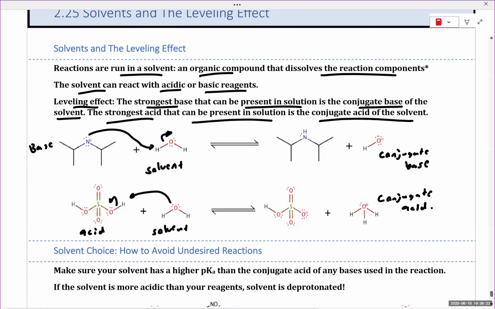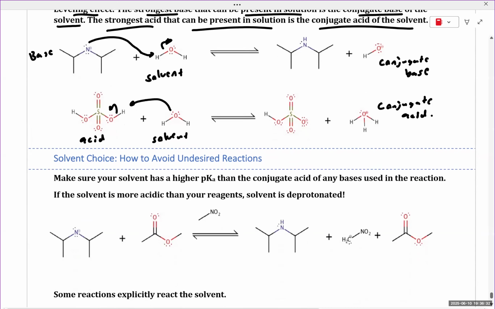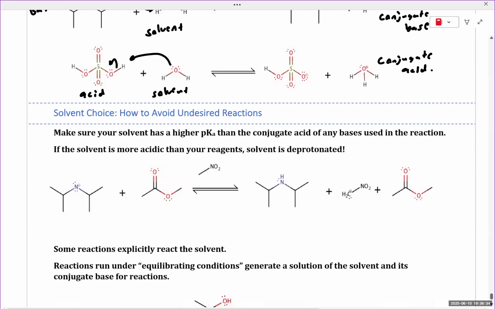Now, in some cases, this can be done intentionally, but you really have to be careful when picking your solvent to not trigger an undesired reaction. So, to avoid undesired reactions, make sure your solvent has a higher pKa than the conjugate acid of any bases used in the reaction. If the solvent is more acidic than your reagents, your solvent is going to be deprotonated.